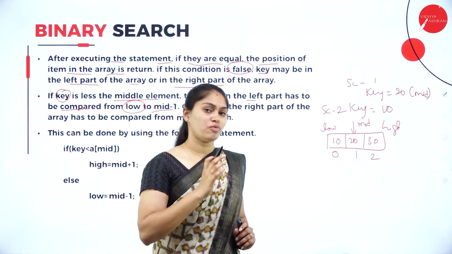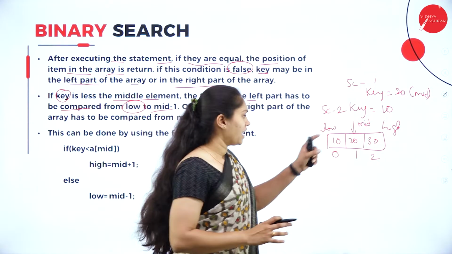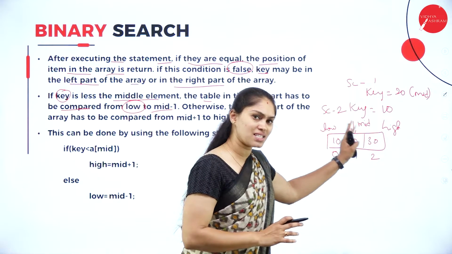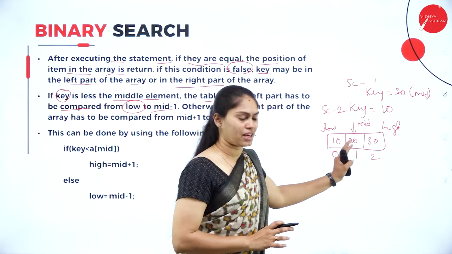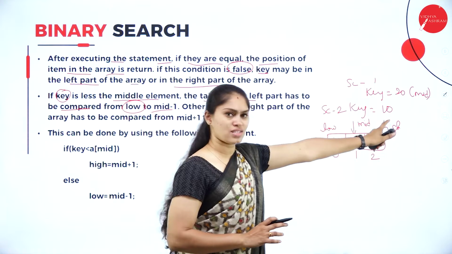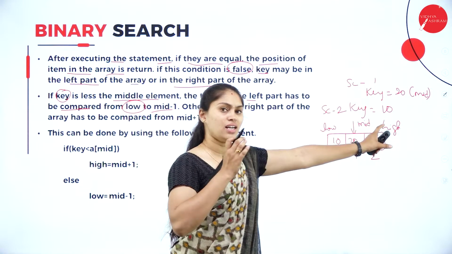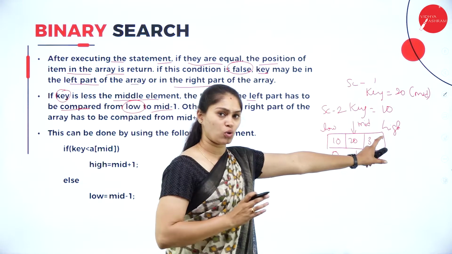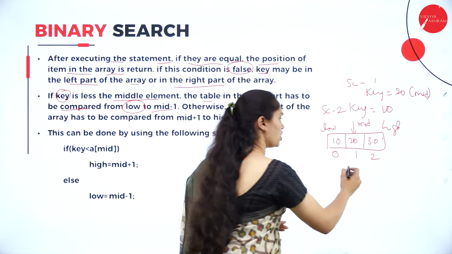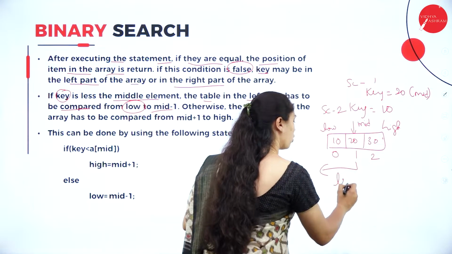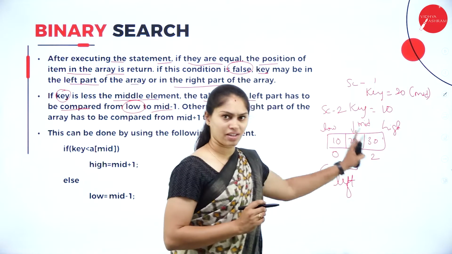So now from where to where am I supposed to compare? If my searching element is lesser than the key element, key is 20 and my value is 10, it must be in sorted order. 10 is lesser than 20. True. Then I need to make a comparison only to the left part of the given list.